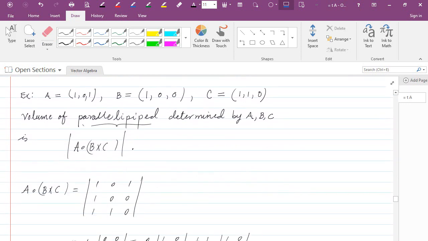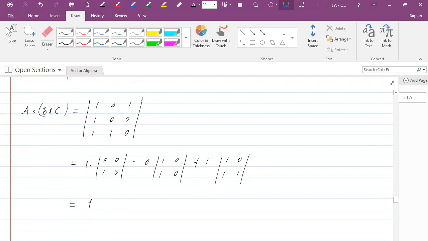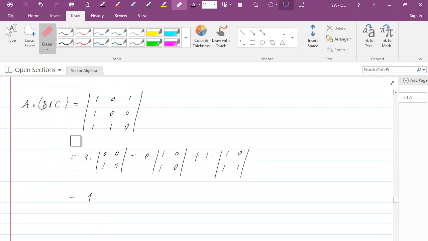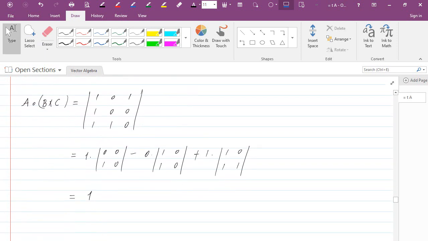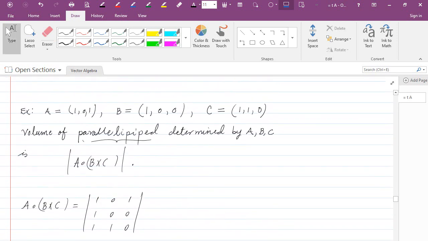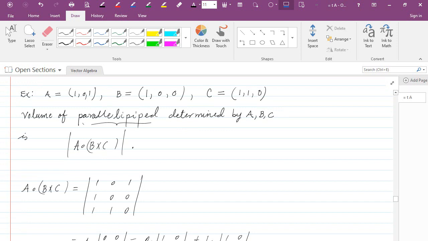Okay, here's an example. Let's say we have the vectors A, B, and C given by (1, 0, 1), (1, 0, 0), and (1, 1, 0). What's the volume of the parallelepiped determined by these three vectors? Well, it is given by the absolute value of their scalar triple product. We find the scalar triple product A dot B cross C. We know that it is equal to the 3 by 3 determinant, where the first row is A, the second row is B, and the third row is C. If we calculate that, we get 1. So that would be the volume of the parallelepiped spanned by these three vectors.